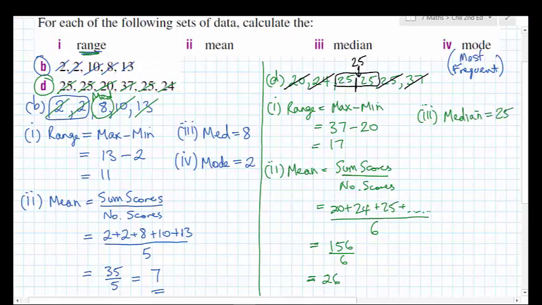I then also have to find my mode. My mode is my most frequent, and the most frequent one here, if we're looking at it, is 25. So my mode is equal to 25 in this instance. And so that's how I can analyze this data.